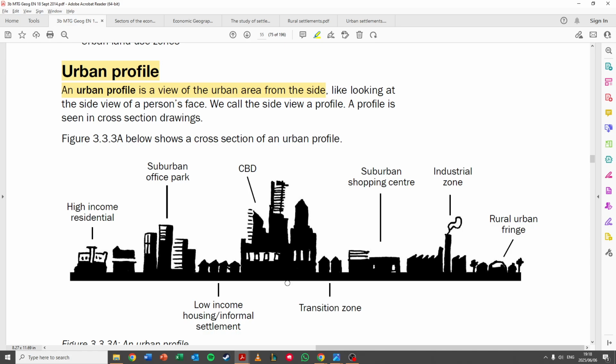Okay, so typically right in the middle, in the place where you have the biggest and the largest buildings and a lot of traffic, that tends to be your CBD, your central business district. Then outside of that, you have your transition zone, then your low income housing, your suburban shopping center, your suburban office park, your industrial zone, your high income residential, and your rural urban fringe.